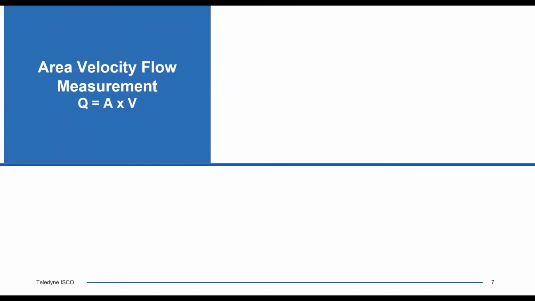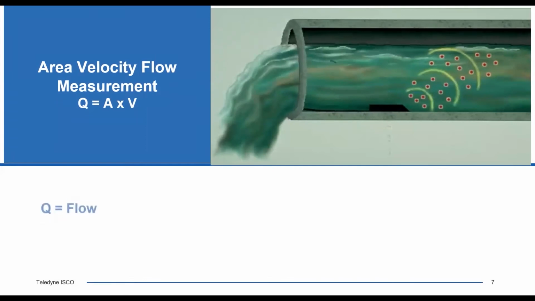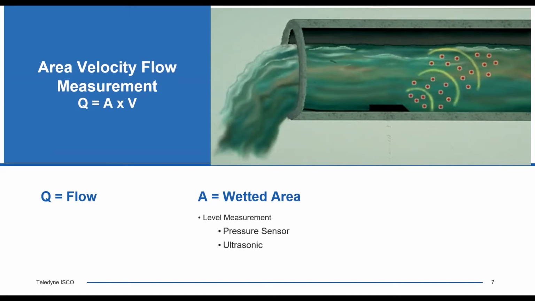So let's talk about how area velocity flow measurement works. In a nutshell, Q is your flow, and flow is equal to the area of flow, or the wetted area, some people call it. This is done using a level measurement technique. One way would be a pressure sensor, and another common way would be an ultrasonic sensor. So we know the area based on these measurements, but the next component we need is the velocity component. The velocity, typically in the industry now, is primarily Doppler, the old police radar gun. We transmit a known frequency, we know the return difference, and we can calculate the speed.